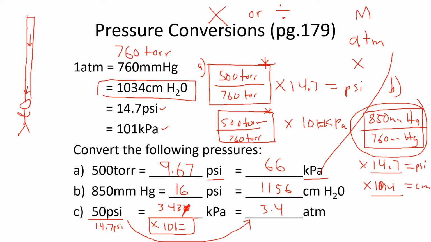About 343. So this is just a conversion exercise. So commit to memory these 5, all 5 equals 1 atmosphere. So when we do gas laws, you have to be in the same units for the units to cancel out.